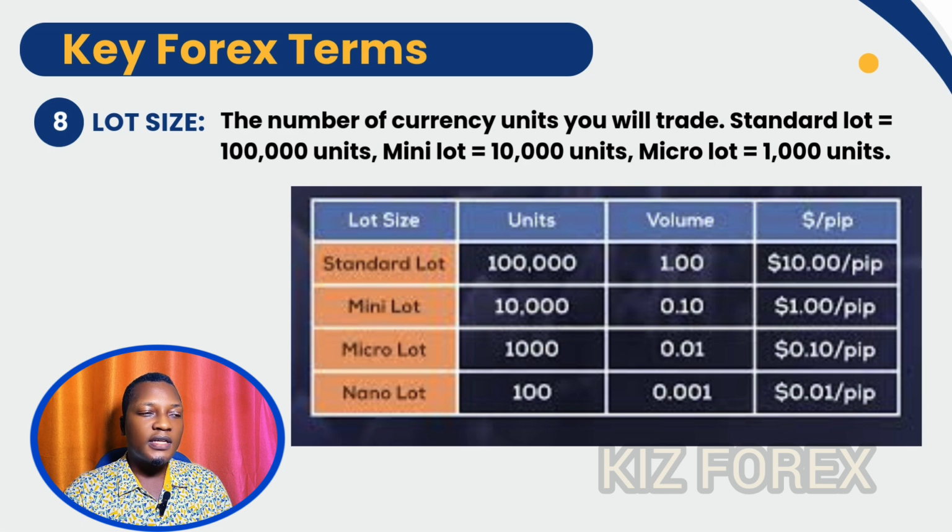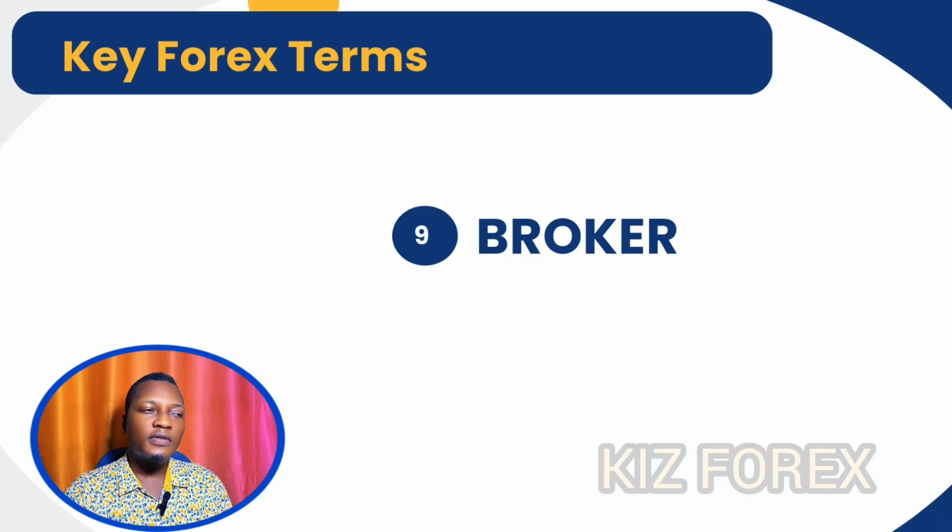And then the mono lot size, which is of course the hundreds, is represented with the 0.001 volume. Another key terminology that you need to know in the Forex market is called broker.